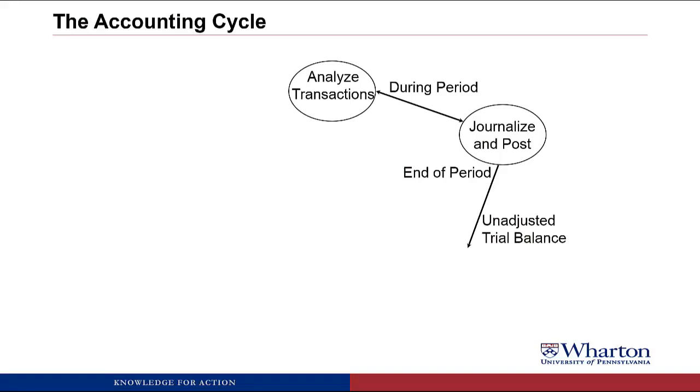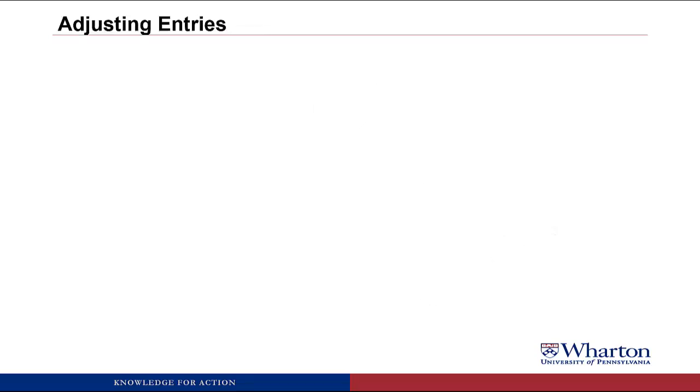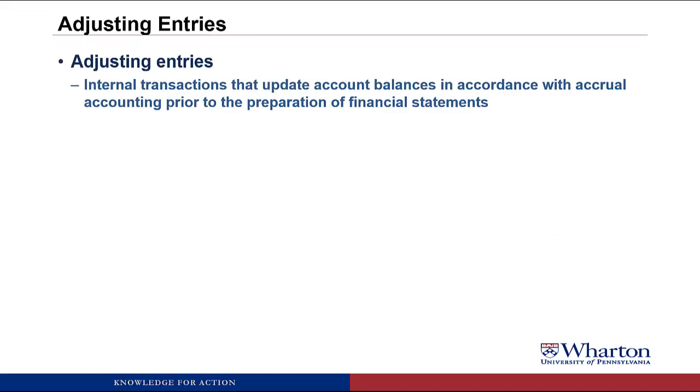So far, we've looked at the part of the accounting cycle where a company is analyzing transactions, doing journal entries, and posting to T accounts during the fiscal period. And at the end of the period, the company does an unadjusted trial balance to make sure that there are no mistakes made so far. Now we're going to move on and take a look at the next step in the cycle, which is adjusting entries.